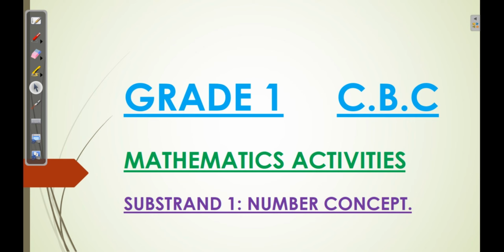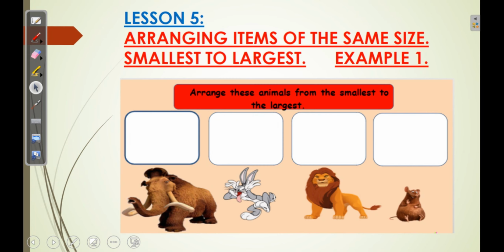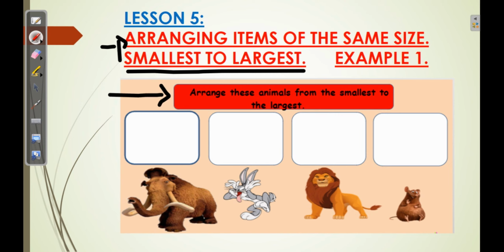We are still at substrand 1, number concept. We are in our lesson 5, and today we are going to look at arranging items of the same size from smallest to the largest. So we have example 1 here. The example reads, arrange these animals from the smallest to the largest.